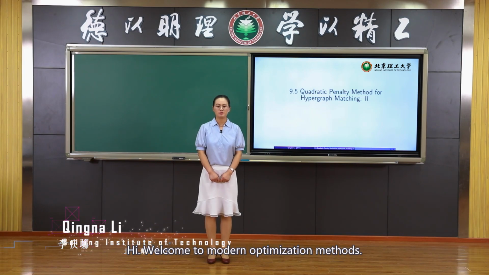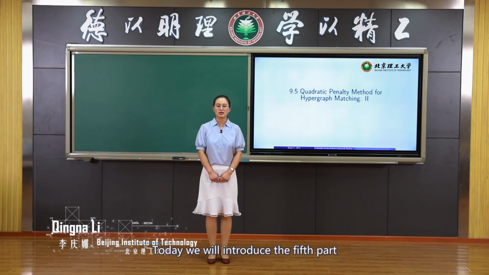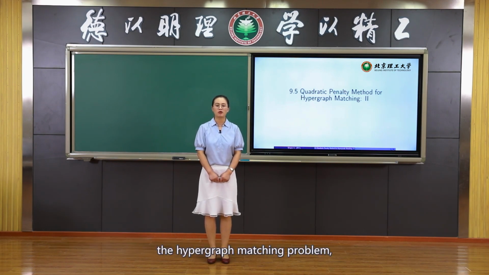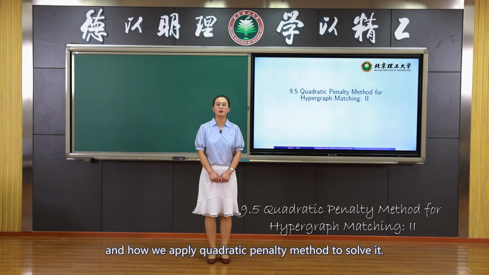Hi, welcome to Modern Optimization Methods. Today we will introduce the fifth part of Chapter 9, the hypergraph matching problem, and how we apply the quadratic penalty method to solve it.